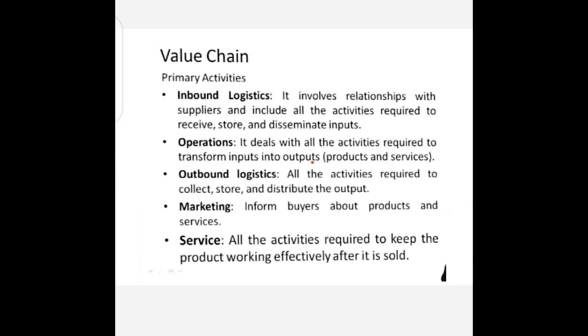So primary activities include inbound logistics. It involves the relationship with suppliers and includes all the activities required to receive, store, and disseminate inputs. Operations deals with all the activities required to transform input into output, products and services. Then we have outbound logistics, all the activities required to collect, store and distribute the output. Then there exists the marketing, to inform buyers about product and service. Then there exist the services, all the activities required to keep the product working effectively after it is sold. These are the primary activities. Now let us move forward to the secondary activities.